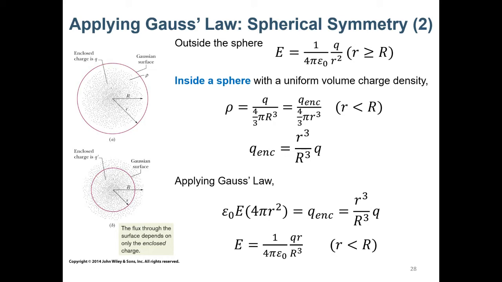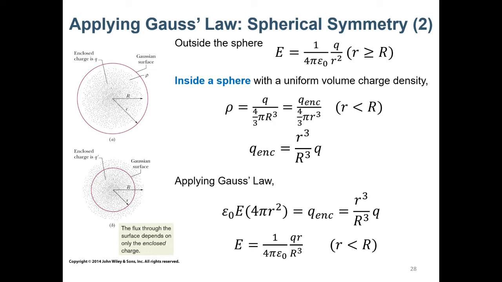So these two expressions will be the same. Actually we can just cancel pi. 4/3 can also be cancelled. So we have Q enclosed. You just multiply r cubed on both sides. So we have r cubed over capital R cubed times Q.